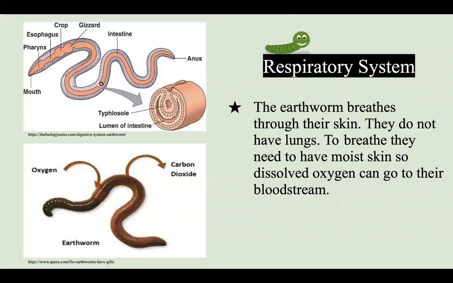For the respiratory system, the earthworm breathes through their skin since they do not have lungs. And to breathe, they need to have moist skin so dissolved oxygen can go through and into their bloodstream.